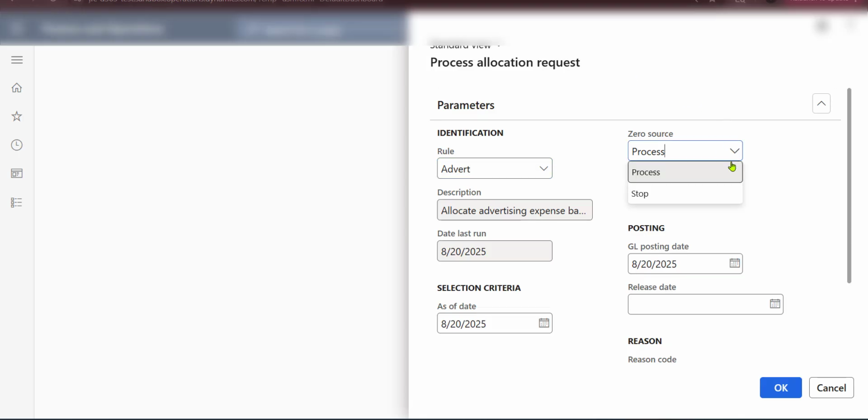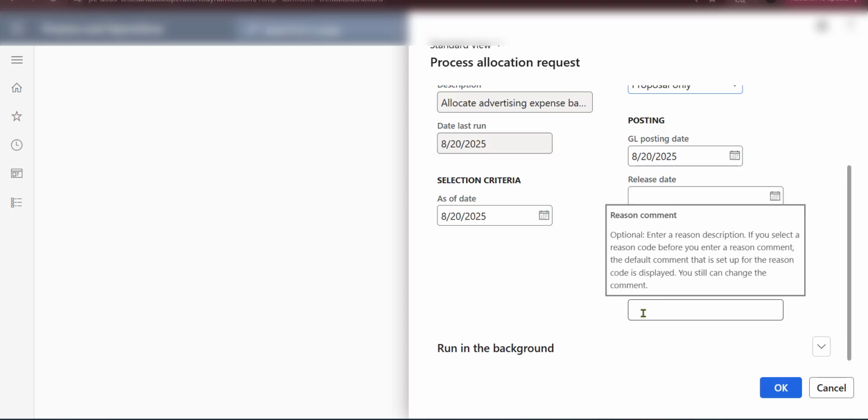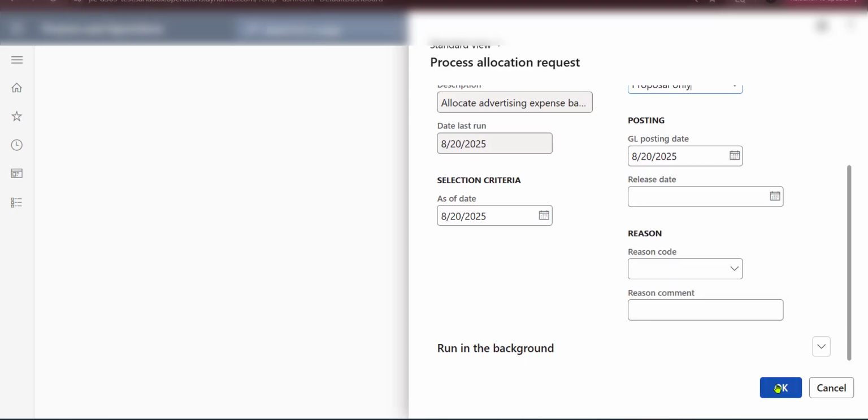Okay, and then for this zero source, you can choose to process or stop if there is no transactional amount to be allocated. So typically we leave it to process, and we always suggest keeping this proposal only so you have a review chance in case any issues are found, if the calculations are wrong, so you still have a chance to fix that. So leave this as proposed instead of posting directly. So the GL posting date, typically that's the same date as this as of date, but you can change that to a different one. Other than that, you can leave a reason comment if needed, but I can directly go.